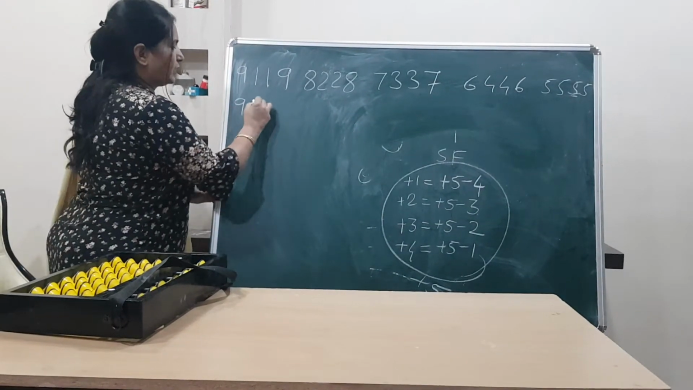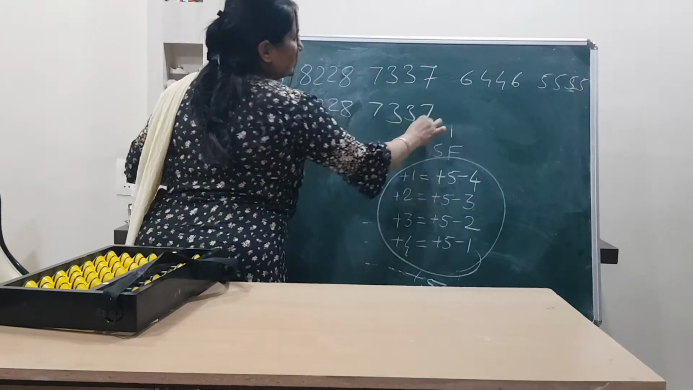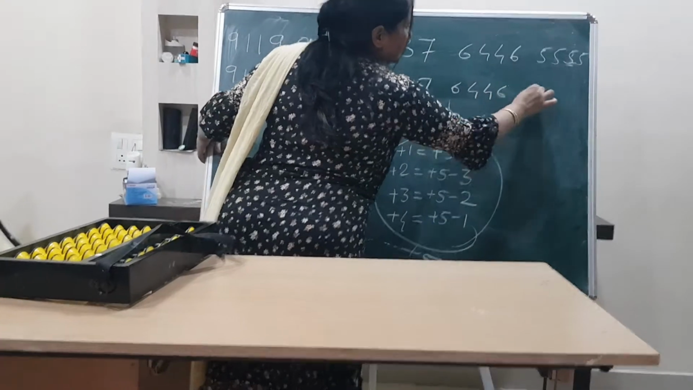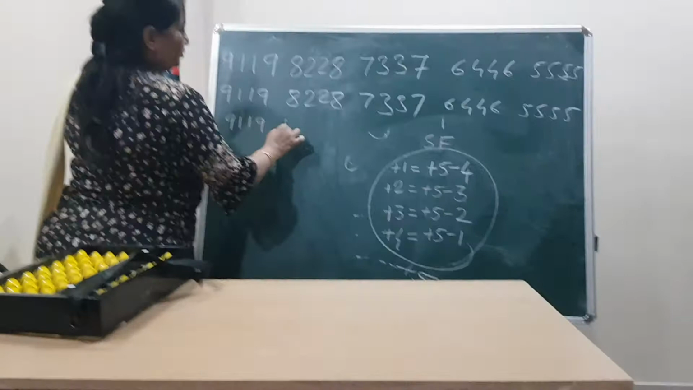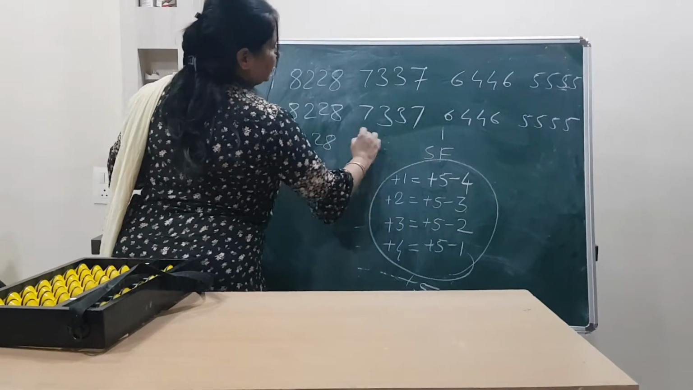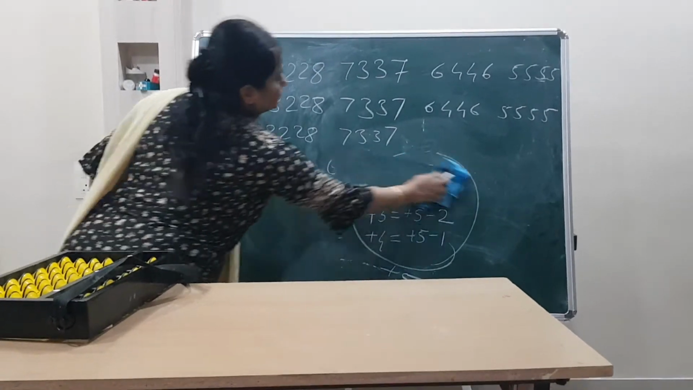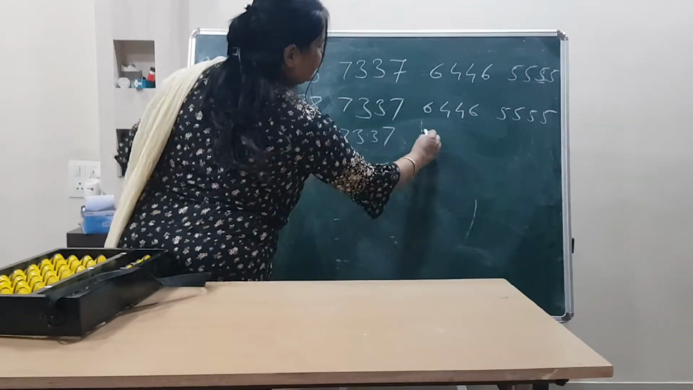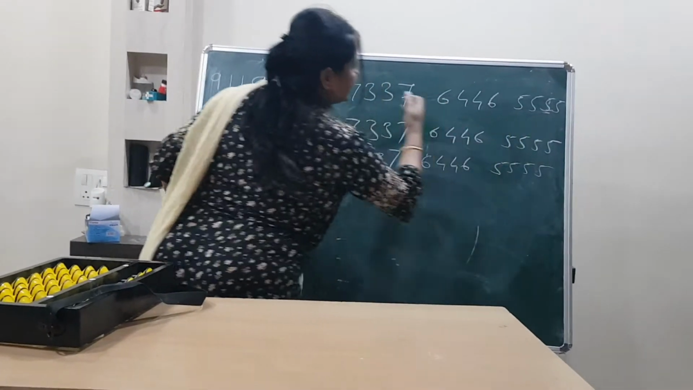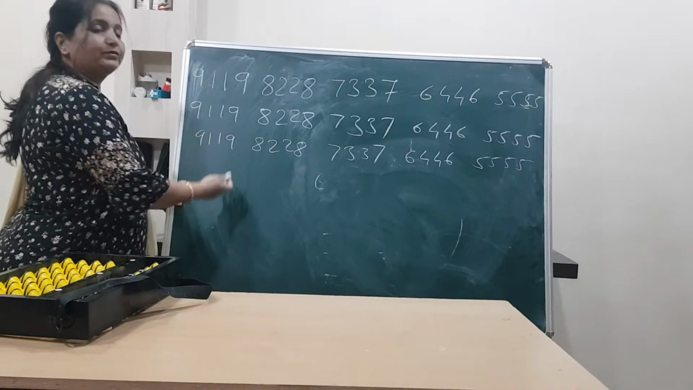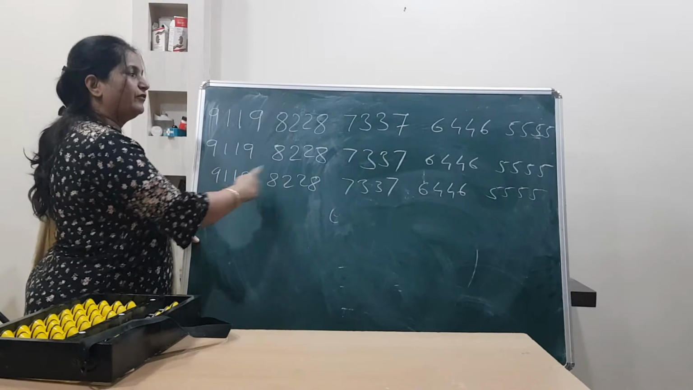So say like this: 9 1 1 9, 8 2 2 8, 7 3 3 7, 6 4 4 6, 5 5 5 5. Write as fast as you can in 1 minute. In this way, as many times as you can write in 1 minute, see how many. This way you can become thorough with the big formulas.